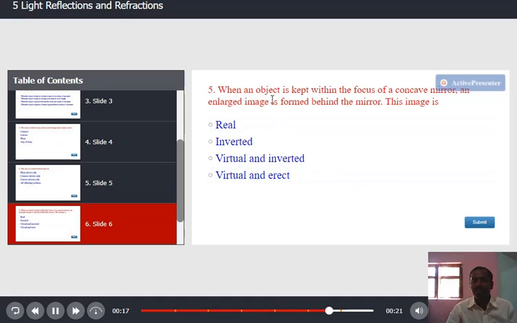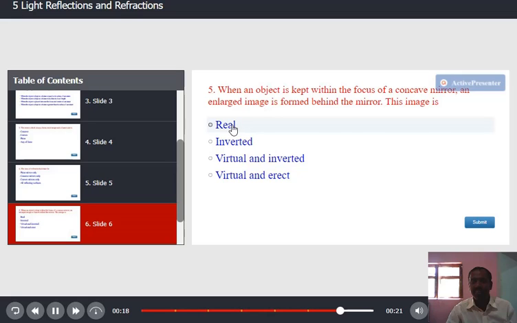This is the 5th and last question of the multiple choice questions. When an object is kept within the focus of a concave mirror, an enlarged image is formed behind the mirror. This image is... Let's see. Mirror is concave. Position of the object is between P and F. The image will be formed behind the mirror, and that is virtual and erect.